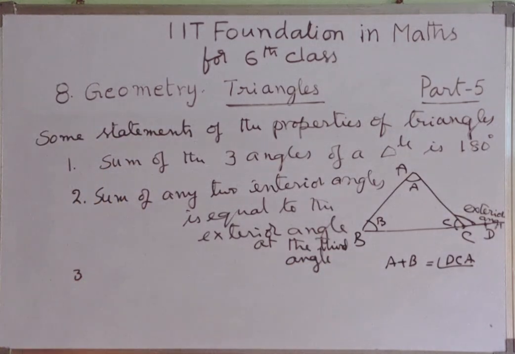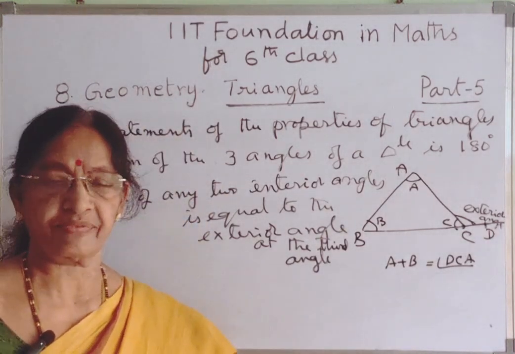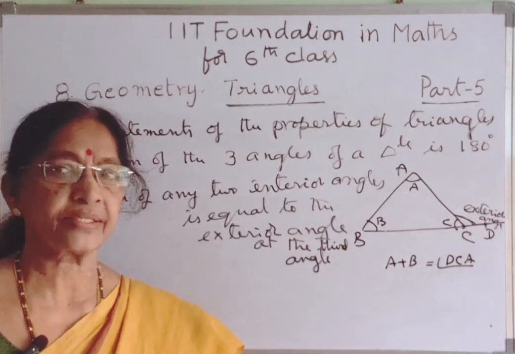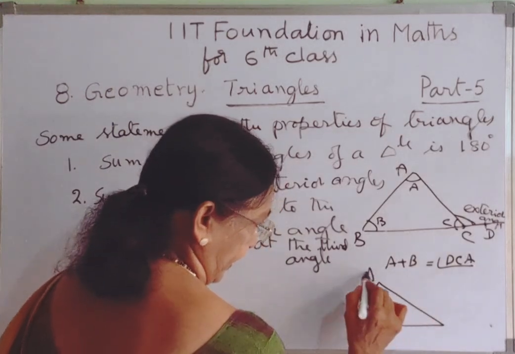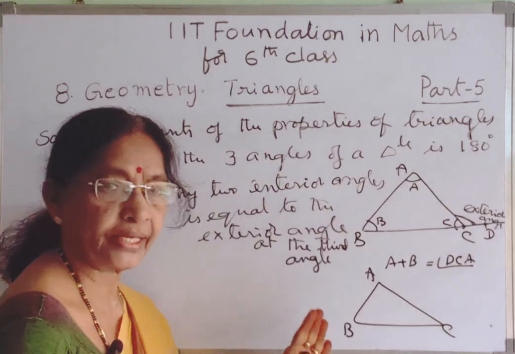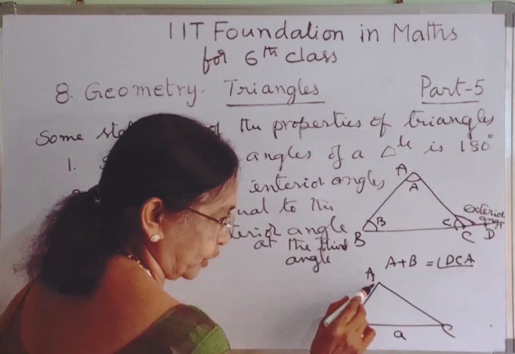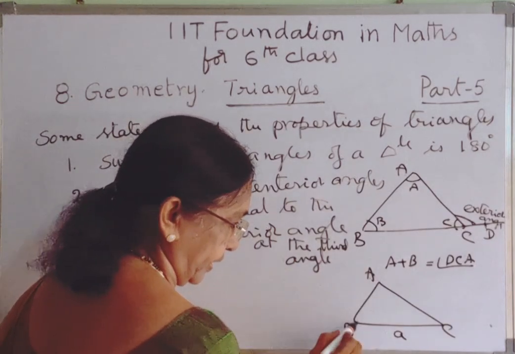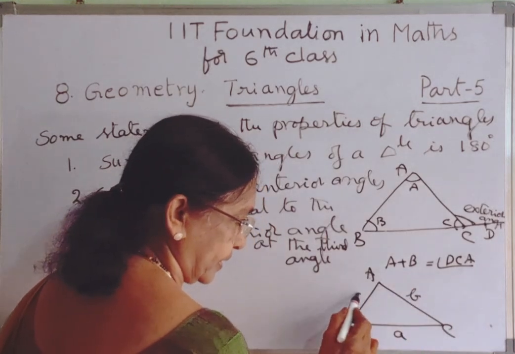Next, third point. The sum of any two sides of a triangle is greater than the third side of that triangle. For example, if we take a triangle ABC, let the sides of this triangle be: the side opposite to vertex capital A is small a, the side opposite to vertex B is small b, and the side opposite to vertex C is small c.